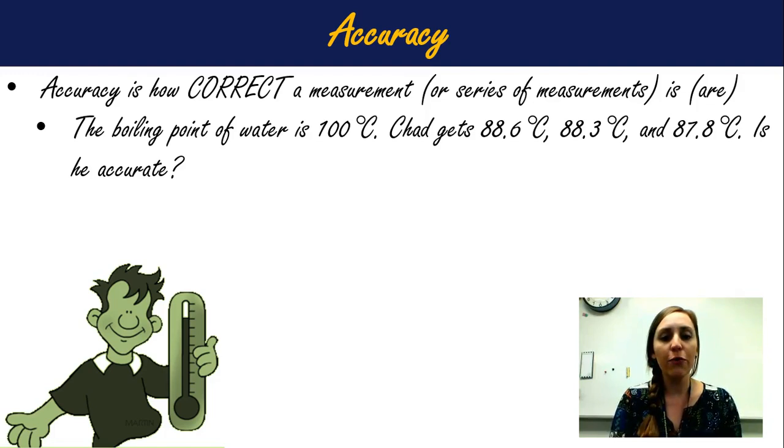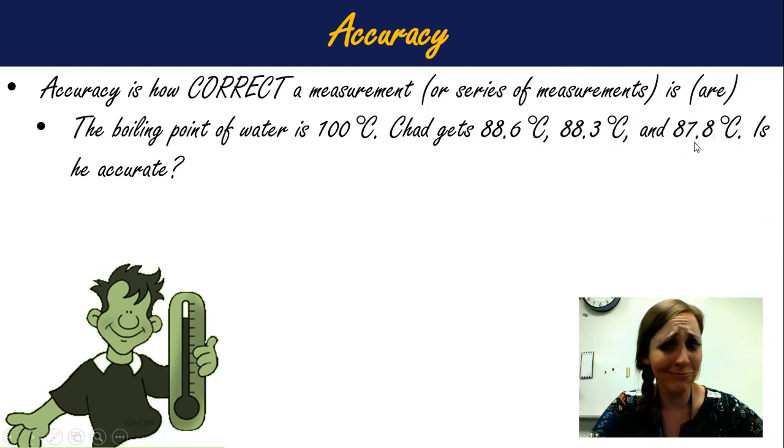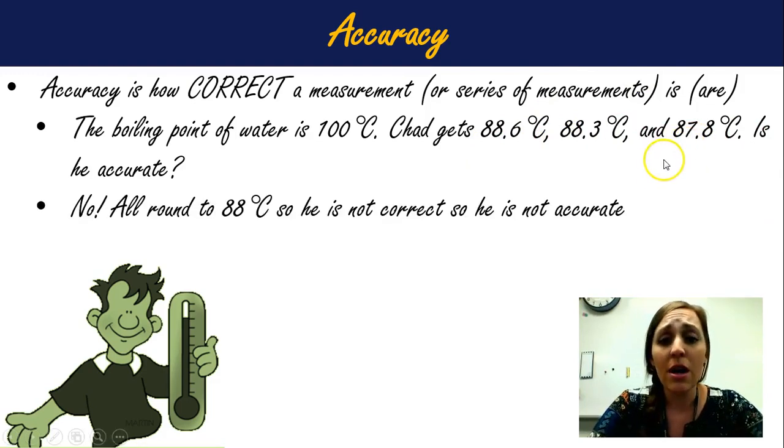All right, so versus Chad here. Chad got 88.6 degrees Celsius when he did his tests for boiling water, 88.3 degrees Celsius, and 87.8 degrees Celsius. Is he accurate? Well, are these measurements all pretty much 100? No, they are not. They all round to 88 degrees Celsius, which is not 100, so he is not correct and therefore not accurate.